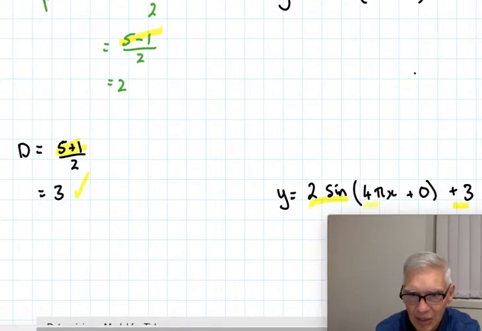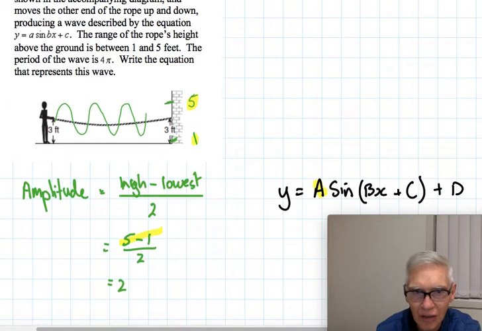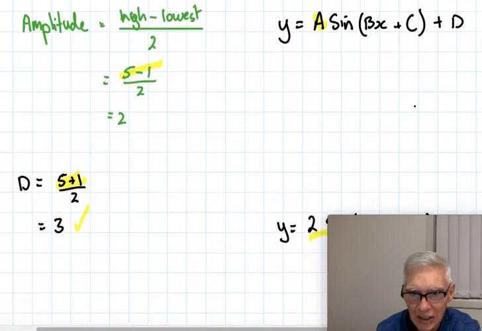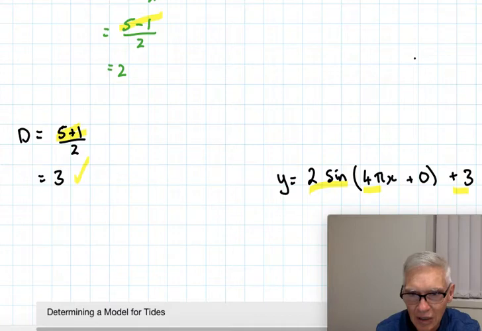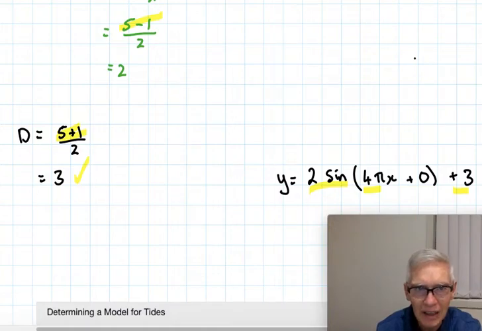Now this bit here, the 4 pi, is the period, and we're told in the graph that the period is 4 pi. So this was an easy one to work out. There was no sideways shift, so I've put 0 in there. So we can write the formula then as follows.